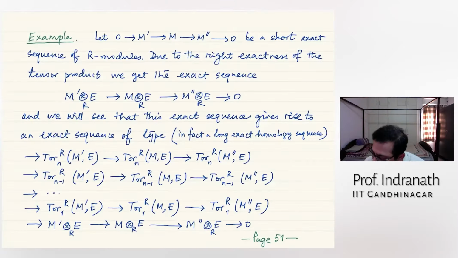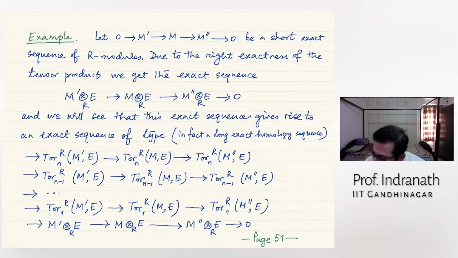This is the slide from my previous lecture. I was basically trying to show that if I start with a short exact sequence of R modules, and I tensor it with any R module E, then right exactness is preserved, but not the left exactness.